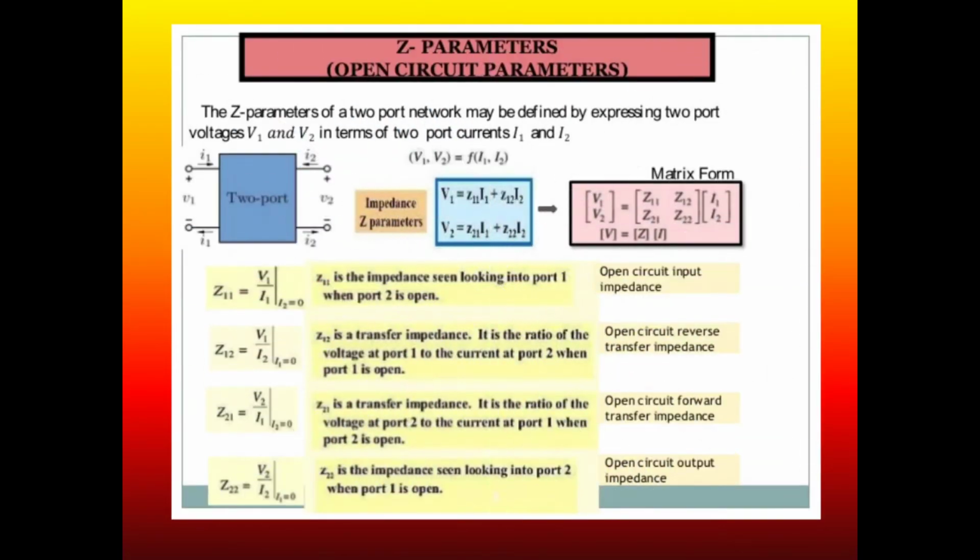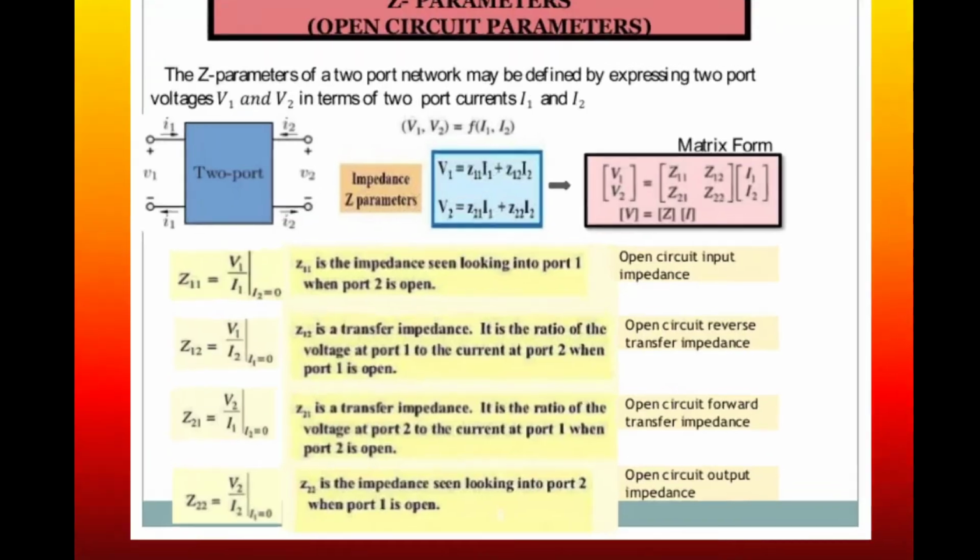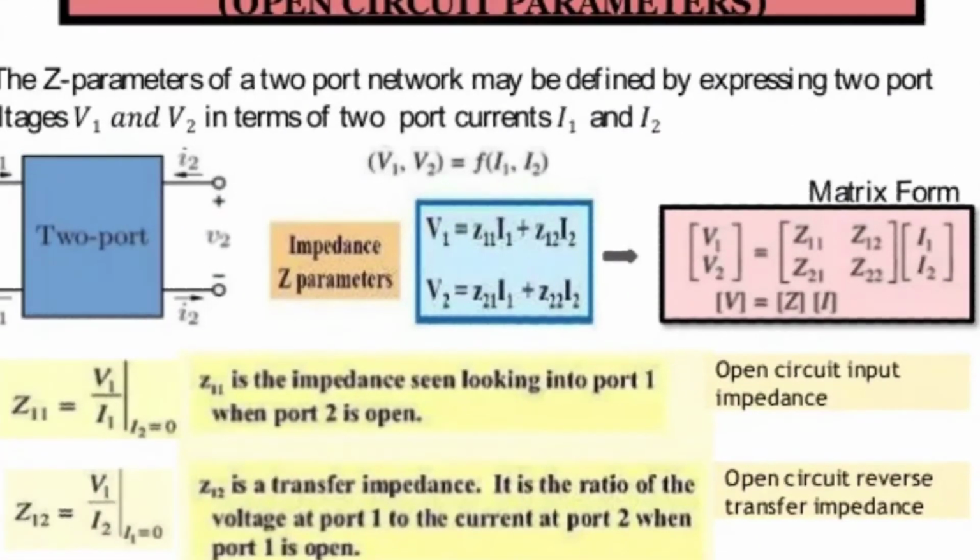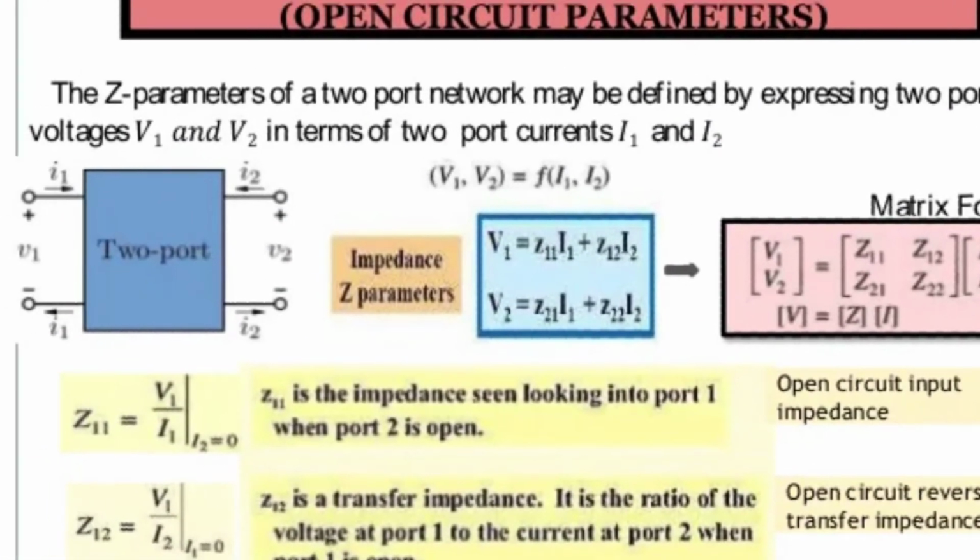Let me start with the Z parameter, or it is called the open circuit parameters. It is called the open circuit parameter because we are going to obtain the values of Z by open circuiting either the input port or the output port. Here is the circuit for that.